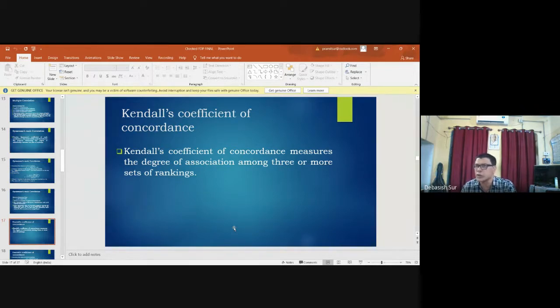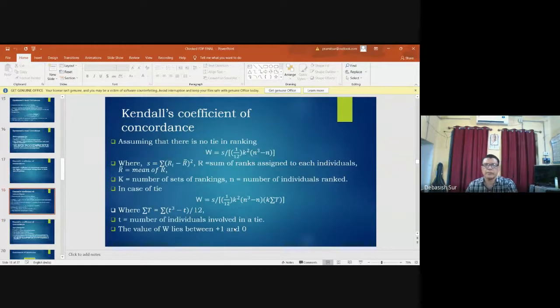So Kendall's coefficient of concordance is a measure used for determining the degree of relationship or the degree of uniformity among 3 or more variables in case of qualitative data. Actually, this is used in case of qualitative data. That means marks in mathematics, marks in statistics, marks in business management. So if we want to determine whether there is any relationship among them, we have to use Kendall's coefficient of concordance, which is generally denoted by W.